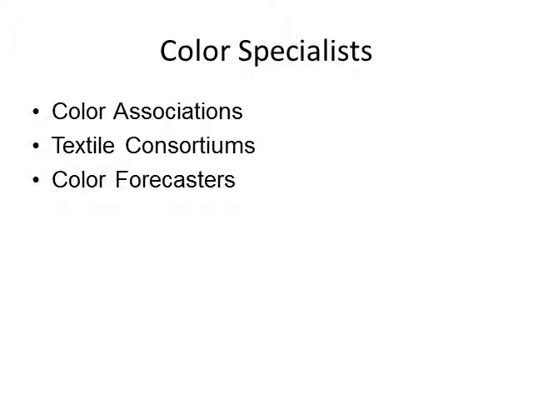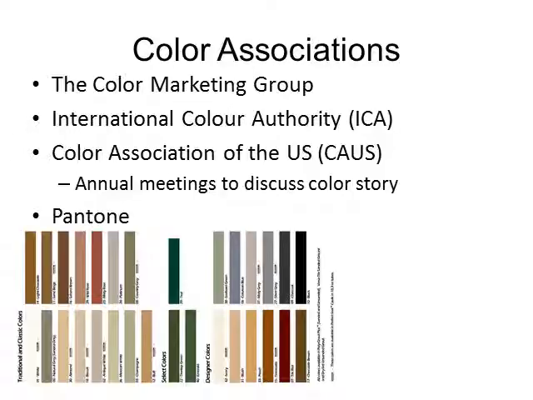There are a couple different ways to go about figuring what colors you're going to use for the line. Not every company has an environmental scanning team, so they will go to color associations, textile consortiums, or color forecasters. Color associations are ones you can be a member of, and you go to meetings and discuss color stories, and you help create the color story. So you participate in environmental scanning through another association. There's the Color Marketing Group, the International Color Authority, Color Association of the US, and Pantone is a color association.